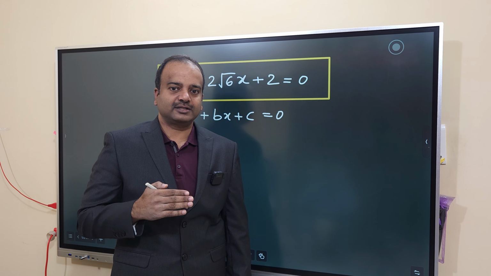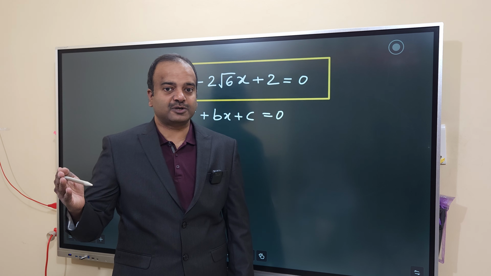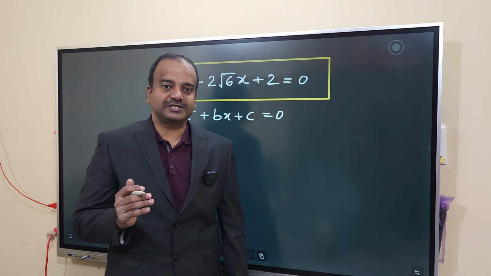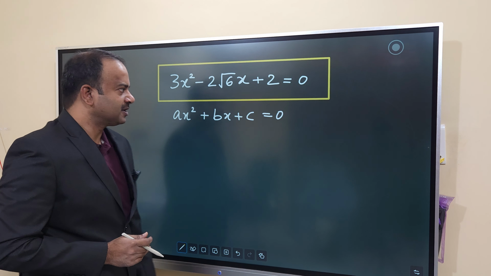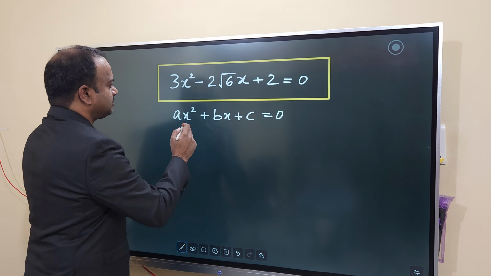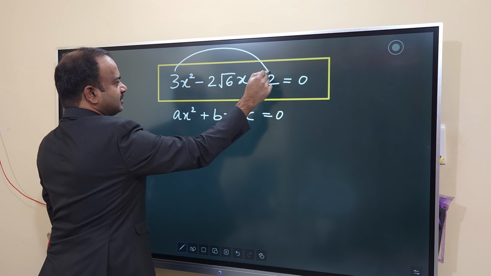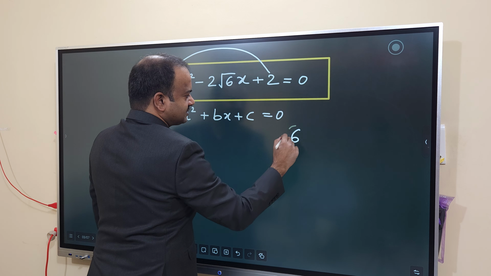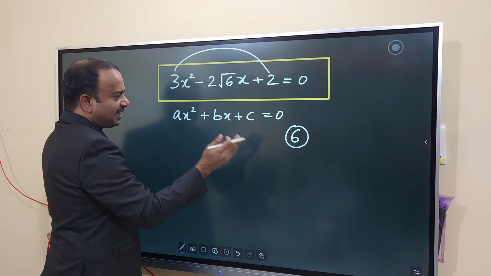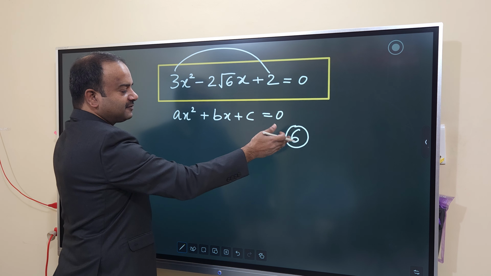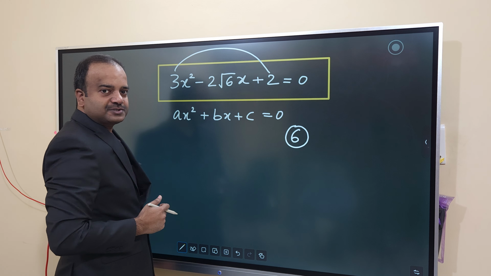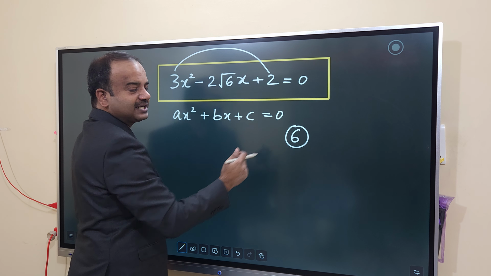One is using the formula, x equals minus b plus or minus the square root of b squared minus 4ac, all over 2a, or we can also do it using the factorization method. Now let's do it using the factorization method. In this, we need to multiply these two, which is 3 times 2, that is 6. Now we have to split this 6 into two factors such that when you add them, you get minus 2 root 6, and when you multiply them, you get 6.